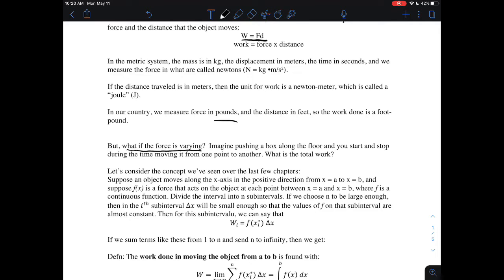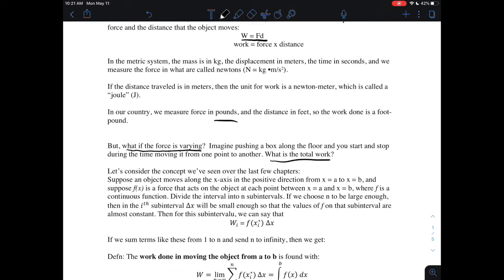Imagine you're pushing a box along the floor. So you start at some point and you want to go from one point to another. So you start, but then maybe you get interrupted. So after you've started, you've stopped, but then you need to pick this back up again and then continue pushing the box along the floor. So you don't have a constant force over the whole time interval or over the whole distance from point A to point B. So what would you do to find the total work if you have this force that is varying throughout?